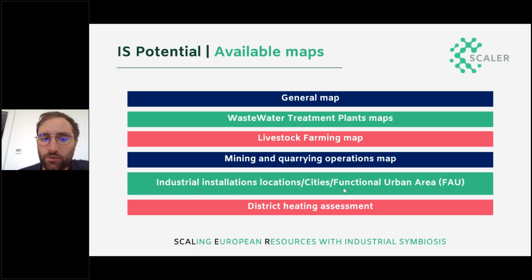And we also made several analyses on the industrial installation location, and if they are located on cities or on functional urban area, to see whether or not major industries are in high density population area or low density population area. We also made a district heating assessment with the distance between the heat emitting sites and the downtown centers.